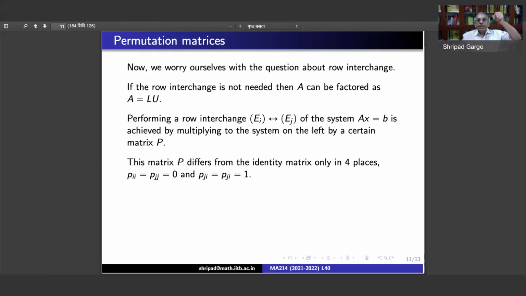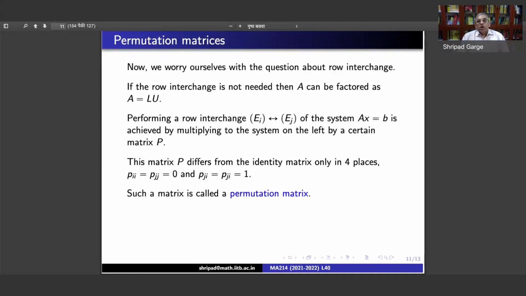The identity matrix has ones on one diagonal and zeros on the other diagonal. We just flip them. Instead of zeros on this other diagonal, we put ones there, and on the usual diagonal of the square, we put zeros. This is the matrix capital P, and when you multiply it on the left to the matrix A, your EI and EJ get interchanged.